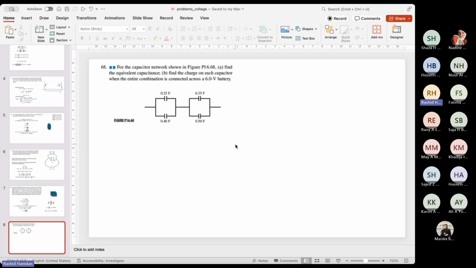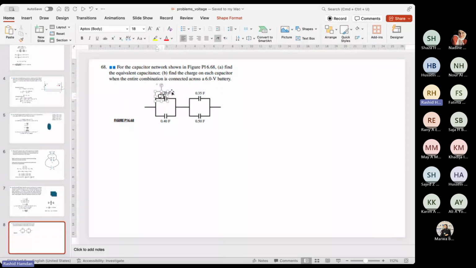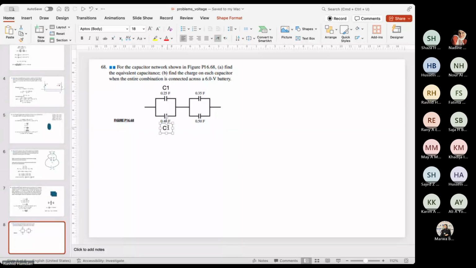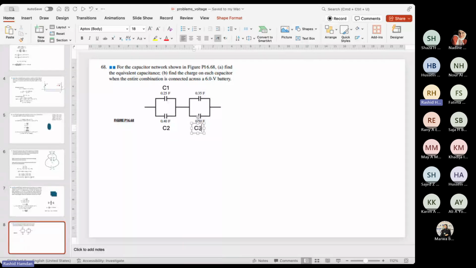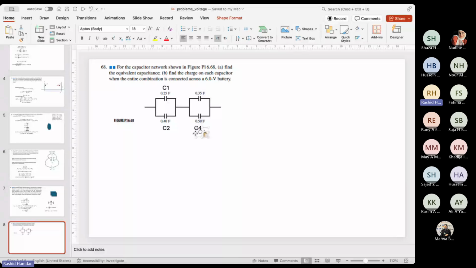So now, let's label our capacitors. So I will label this C1, so that we know how to refer to them. And this is C2. And C3 and C4. So let's call this C4. And then C3.